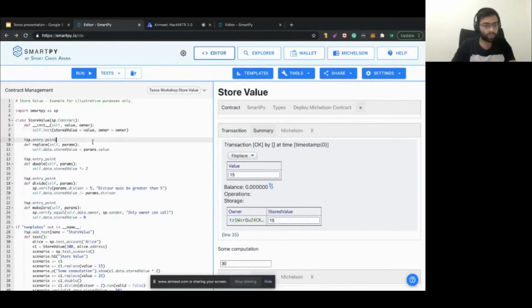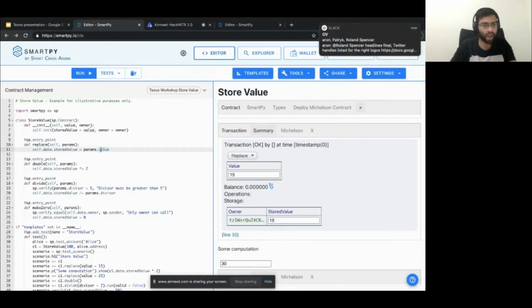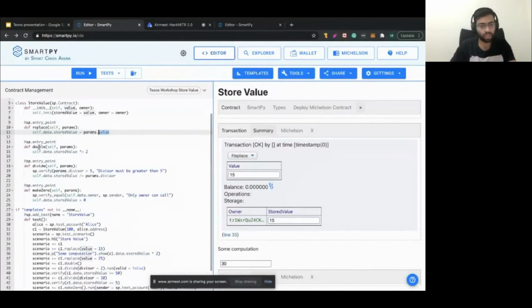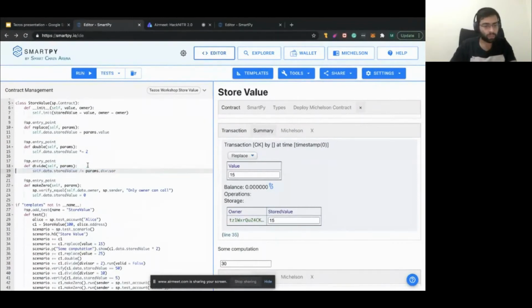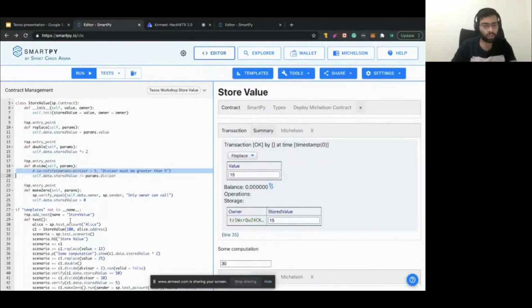Yeah. So there is a function called replace. What it does is it takes a params.val, it takes a value and it replaces the stored value with this value. It's a very simple replace function. There is a double function which, as you would imagine, doubles the number, and there is a divide which takes a parameter and divides it by 5, right? So let's remove this, or let's comment this out actually.